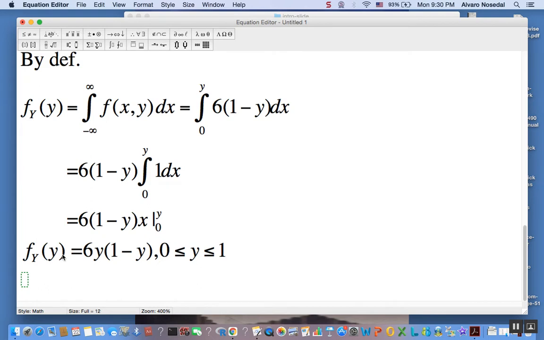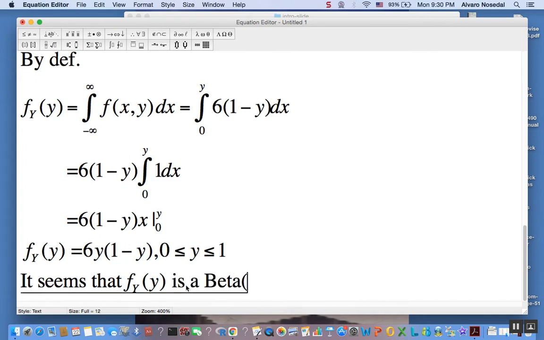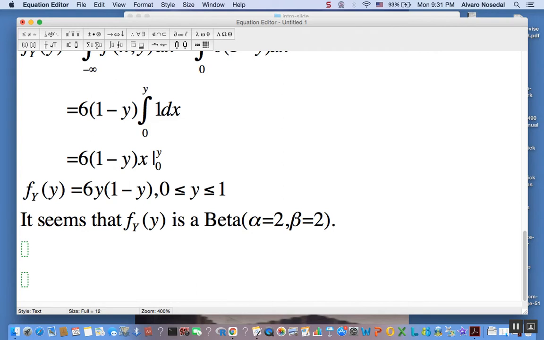And these guys, marginal density functions, are supposed to be just, you know, legit probability density functions. Let me just say that it seems that marginal of y is a beta with parameters alpha equals 2 and beta equals 2. That's nice, right? Okay. So we are done with part A. We found the marginal density functions.